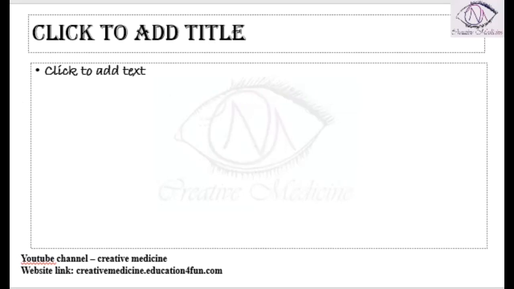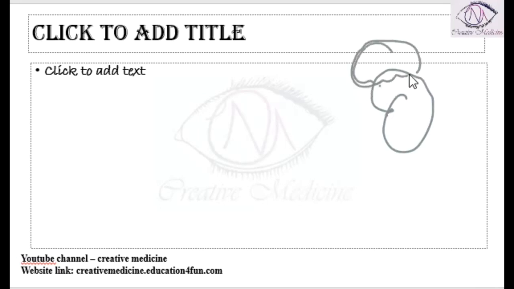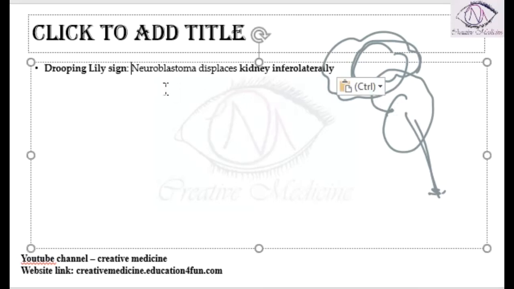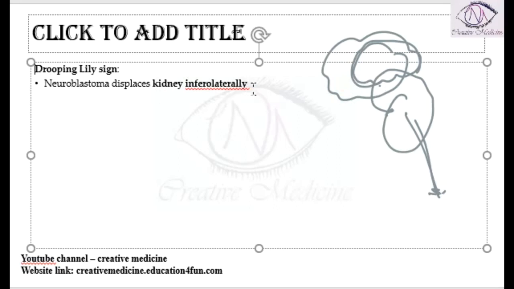Then in neuroblastoma, if this is the kidney and this is the adrenal, because the neuroblastoma mass is growing like this, the kidney will be displaced inferiorly and laterally. Because of this displacement of the kidney, we see a sign called the drooping lily sign.